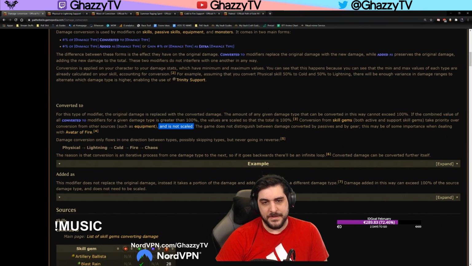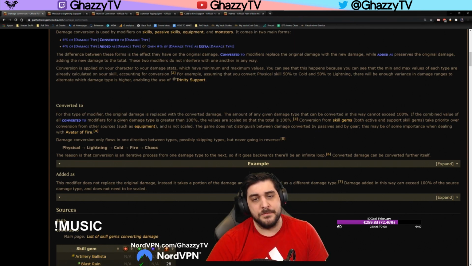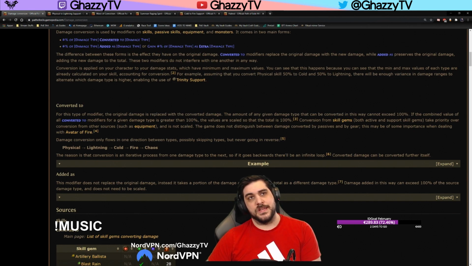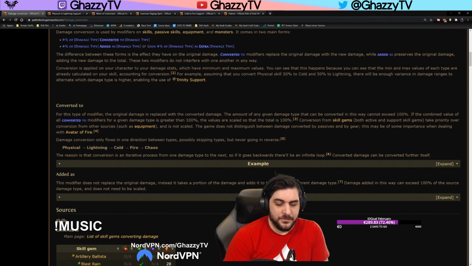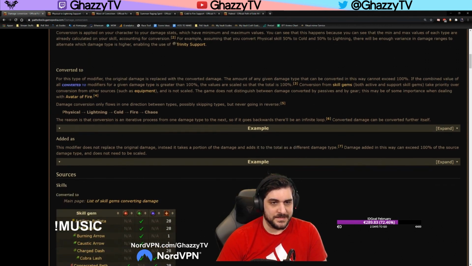Before I talk about this little detail, I'll explain what happens if you convert 150% of your damage to a certain modifier. If you scale 150% of physical to lightning, everything will be lightning damage. Nothing else is going to happen.